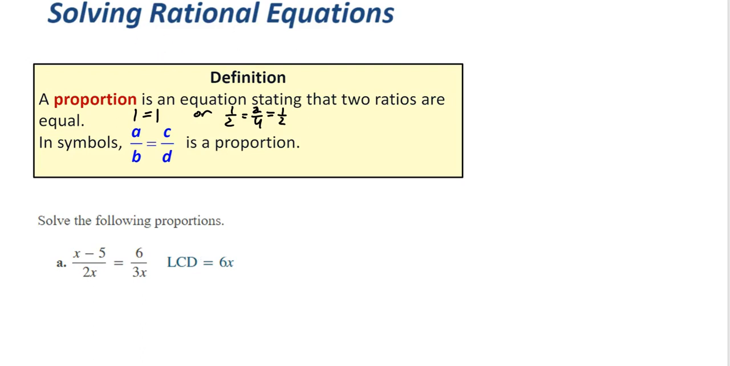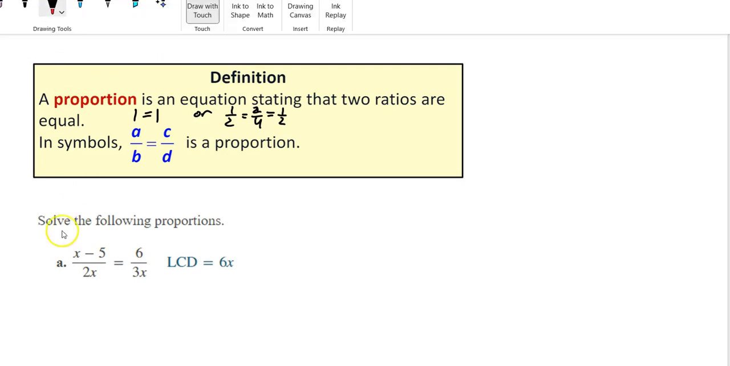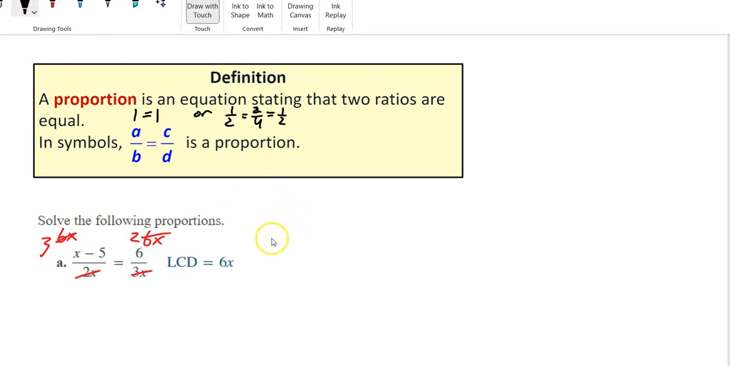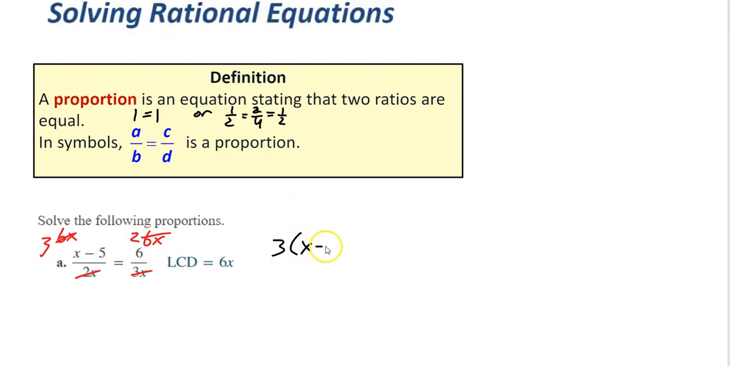So let's work this one out. You kind of see what I'm talking about here. They're telling us our LCD is 6x. So let's multiply both sides by the LCD. On this side, notice that this reduces out to just a 3. Okay. This reduces out to just a 2. So let's rewrite this as 3x minus 5 equals 2 times 6, and 2 times 6, we're just going to write that as 12. So we'll keep solving. We're going to have 3x minus 15 equals 12.